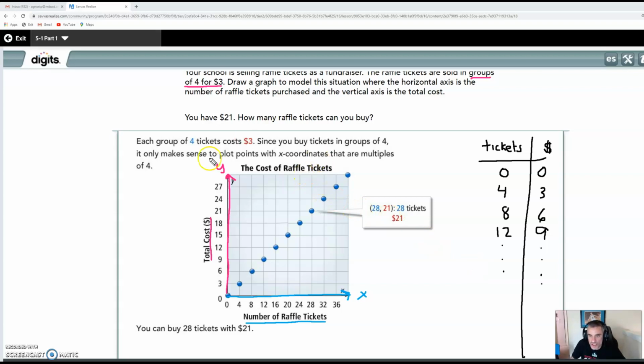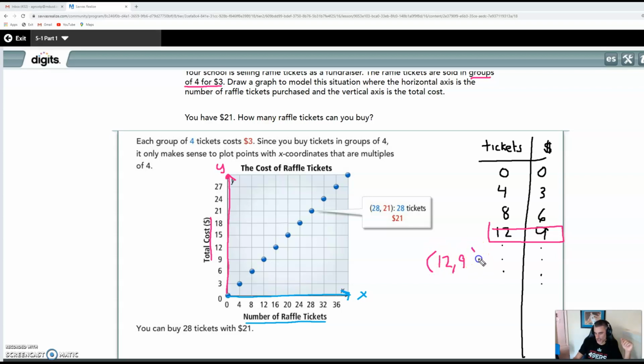So this is what our graph is going to look like. I can buy 4 tickets, 8 tickets, 12 tickets. And let me show you how we use this graph. Let's look at this point right here. This corresponds to the coordinate pair 12, 9.